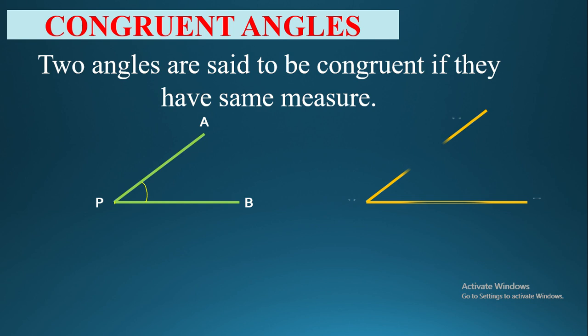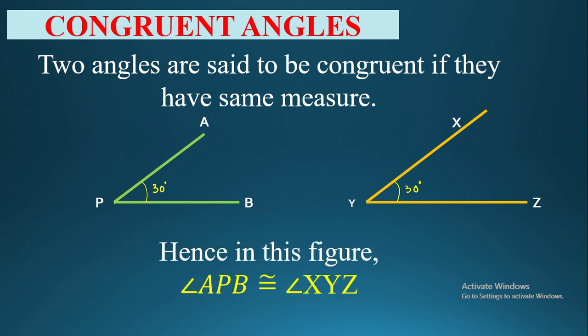Similarly, if we have another angle of the same measure, let's suppose an angle of measure 30 degree. Similarly, XYZ is also an angle of measure 30 degree. And if we try to superimpose this angle XYZ over APB, it will overlap it completely. That means it will cover this angle completely. So these two angles are congruent to each other. Thus we can say angle APB is congruent to angle XYZ.